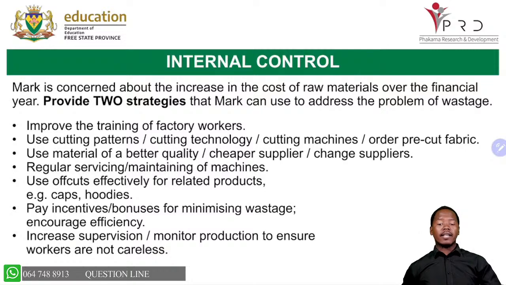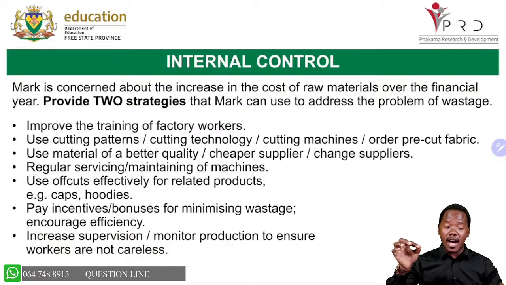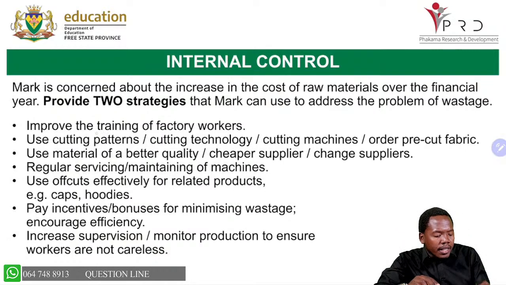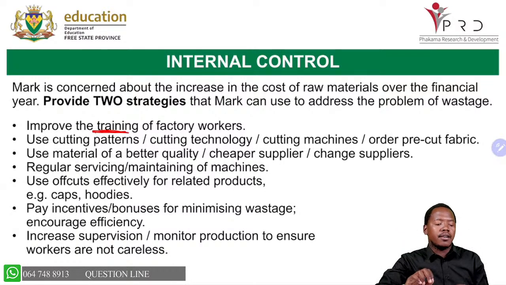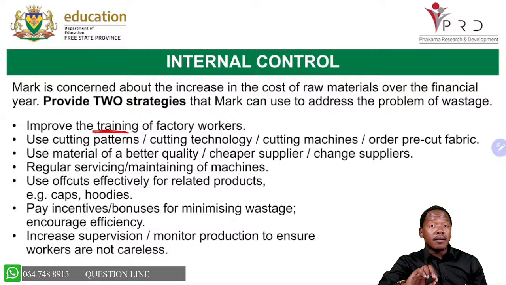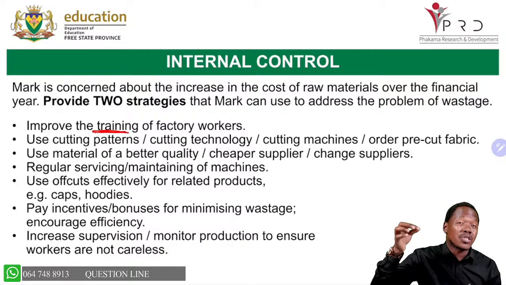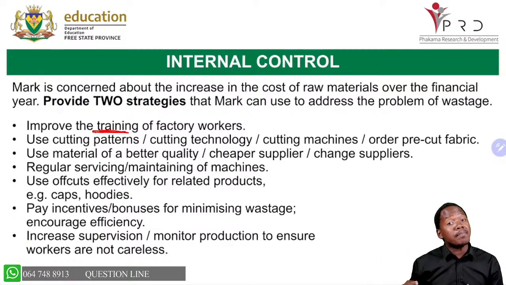Okay, now what can you do as an owner to ensure that your workers do not waste material? First of all, we need to improve training of factory workers, because you can't say factory workers must save material if you have not trained them. You must first do what? Train them. And that training must be quality training. It should be value for money.